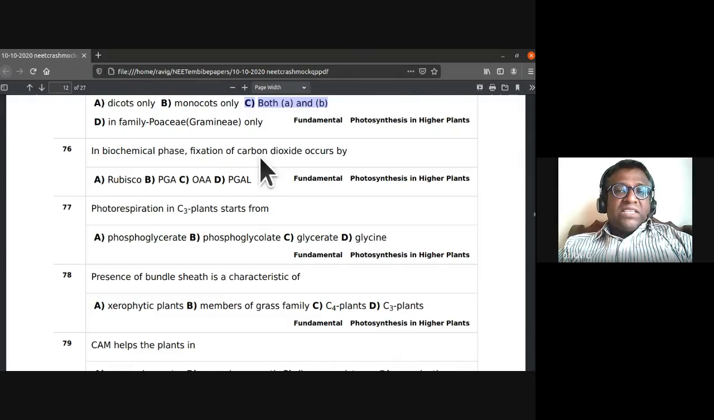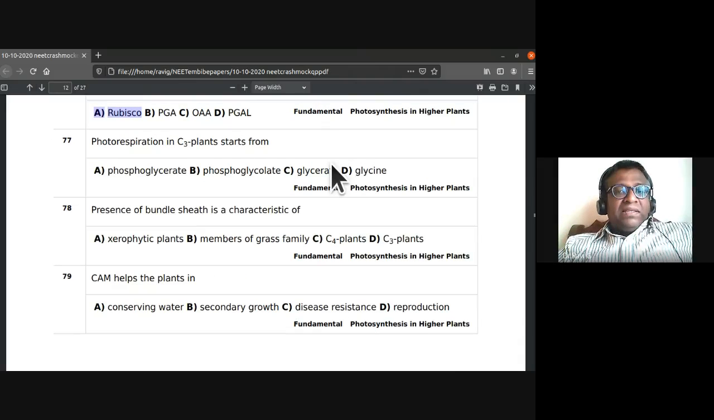In biochemical phase, fixation of carbon dioxide occurs by Rubisco. The photorespiration in C3 plants starts from phosphoglycerate, phosphoglycolate, glycerate, or glycine. So 77th, the answer is B, phosphoglycolate.